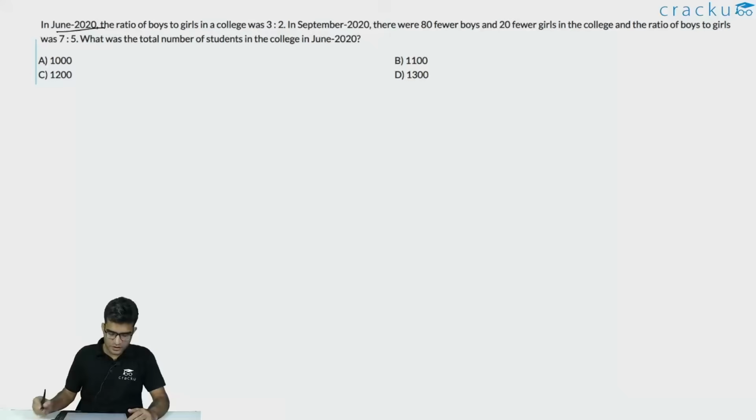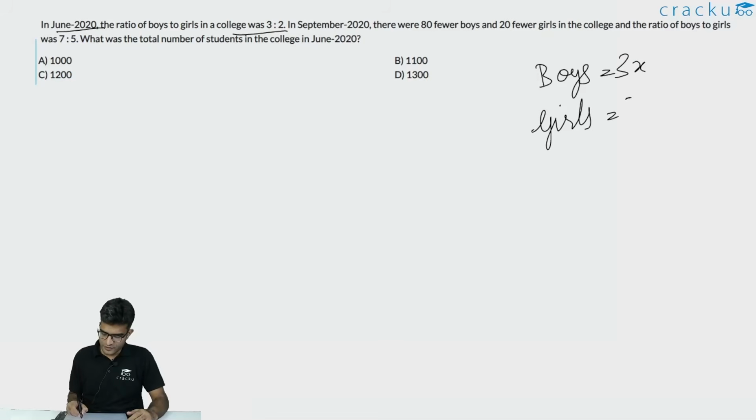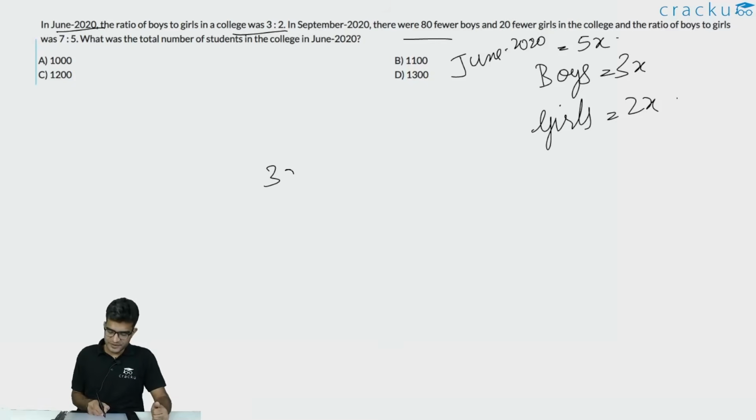In this question, we are told that in June 2020, the ratio of the boys to girls in a college is 3:2. So let us assume that the number of boys is equal to 3x and the number of girls is equal to 2x. This is the case in June 2020. So what is the total number of students? That is equal to 5x. We are told that in September, there were 80 fewer boys. So the number of boys becomes equal to 3x minus 80, and there were 20 fewer girls. So the number of girls becomes equal to 2x minus 20.